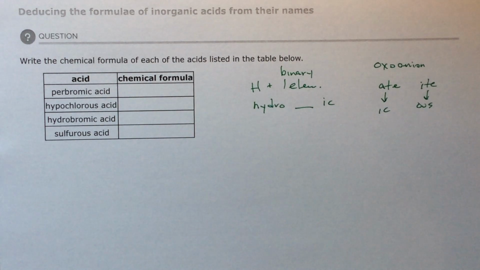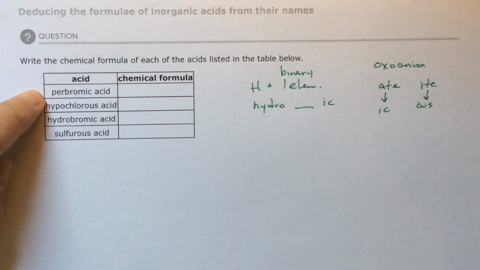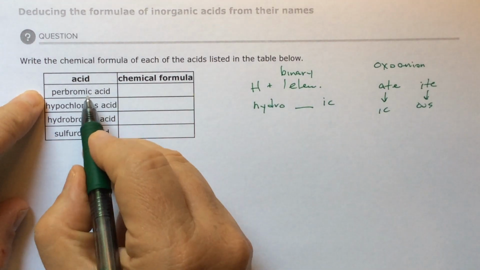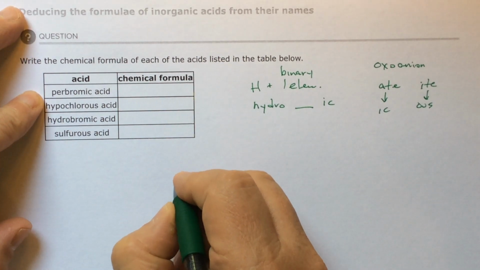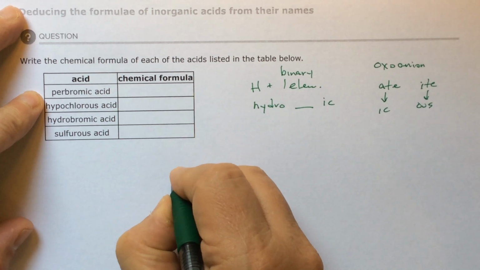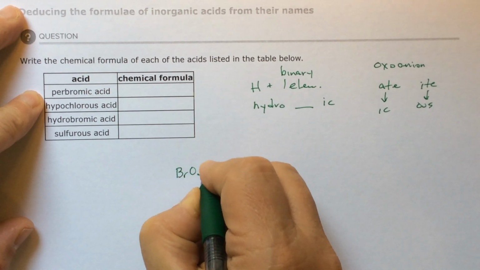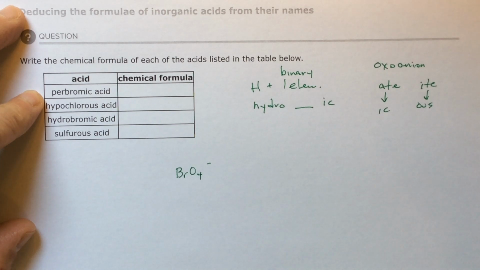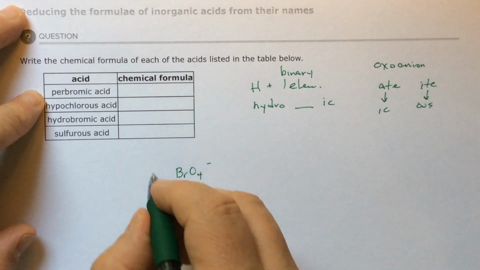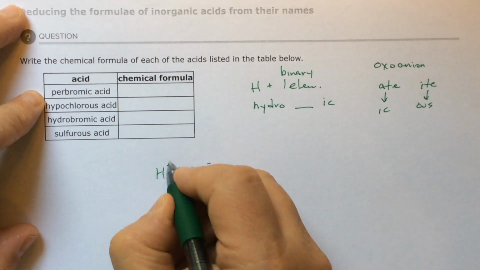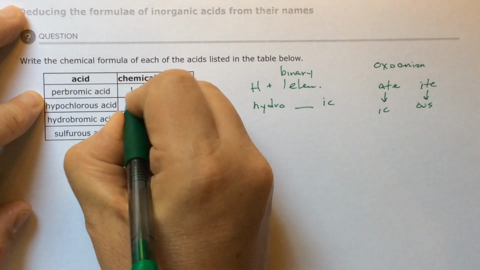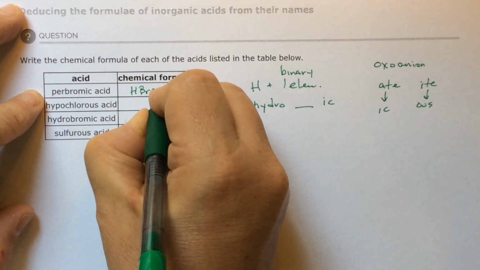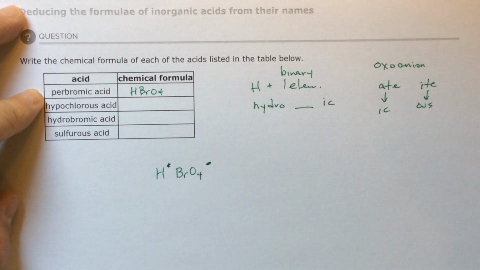The first one I see here is perbromic acid. So ic goes from ate. Perbromate, remember, is the upper number of oxygen, so this is BrO4 with a -1 charge. And then we want that added with a hydrogen. The hydrogen here is +1, and so it's going to be HBrO4. That would be perbromic acid.